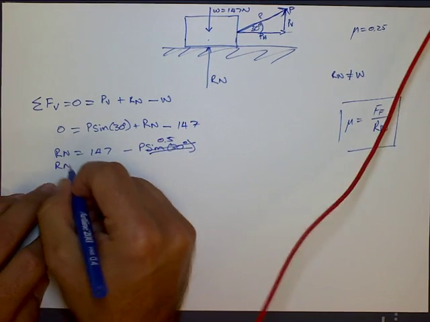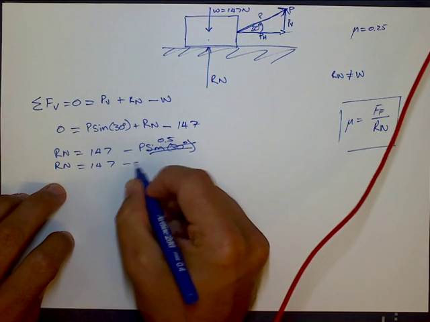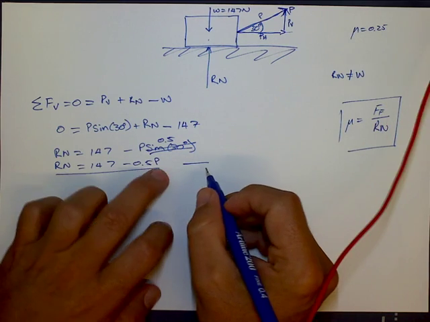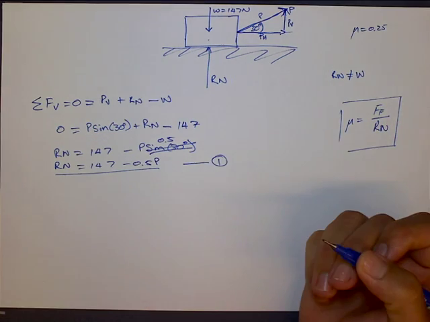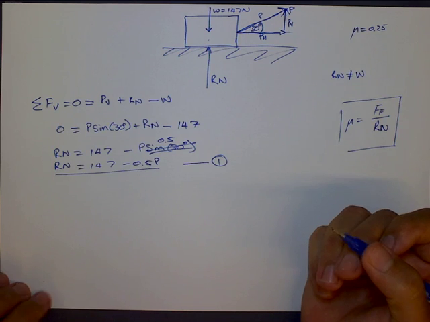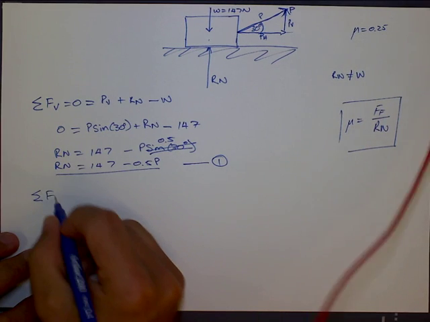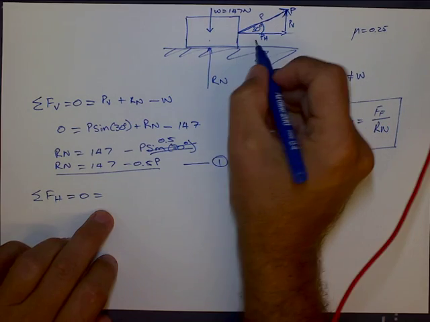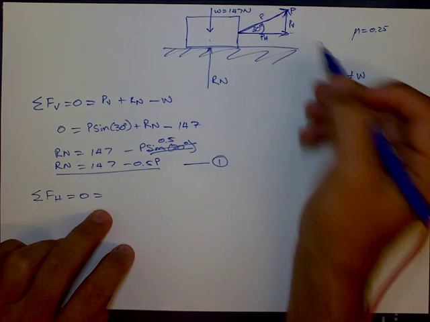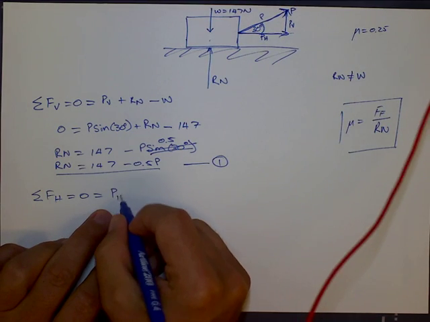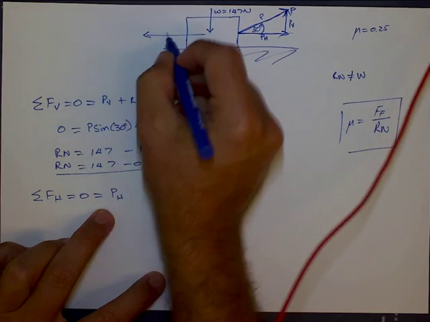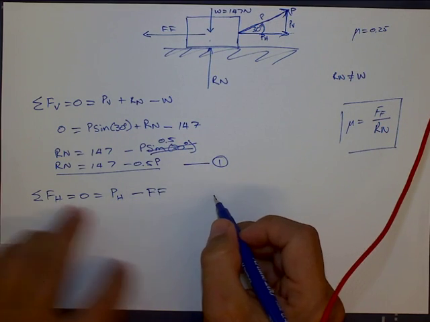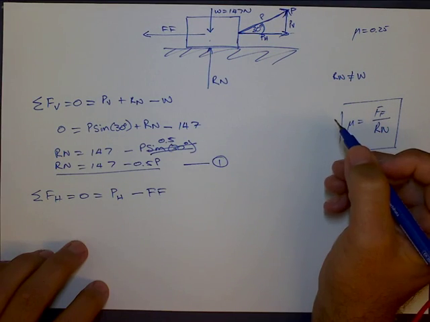Let's write that nice and neat: Rn equals 147 minus 0.5 times P. What we see is that that's got two unknowns, P and Rn, so that's just becoming our first equation. We can't go any further than that. We now look at the sum of the forces in the horizontal. They must also equal 0. What are those forces? The only forces that we have are the horizontal part of P and our frictional force, F. Those two forces are the forces acting horizontally.